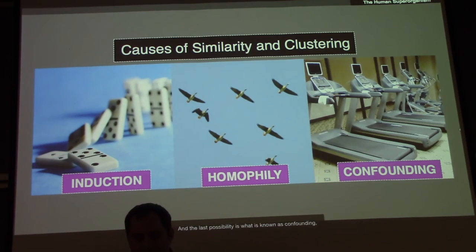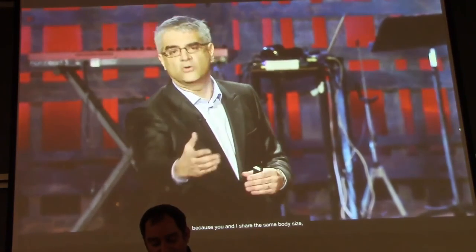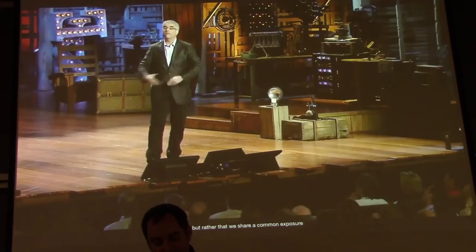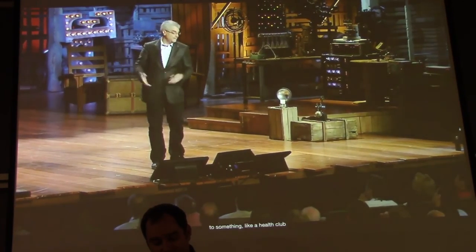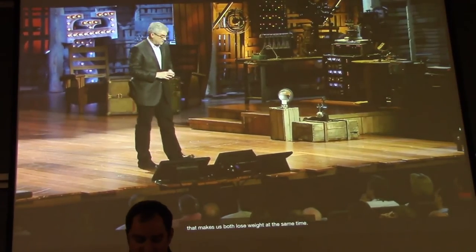And the last possibility is what is known as confounding, because it confounds our ability to figure out what's going on. And here the idea is not that my weight gain is causing your weight gain, nor that I preferentially form a tie with you because you and I share the same body size, but rather that we share a common exposure to something like a health club that makes us both lose weight at the same time.